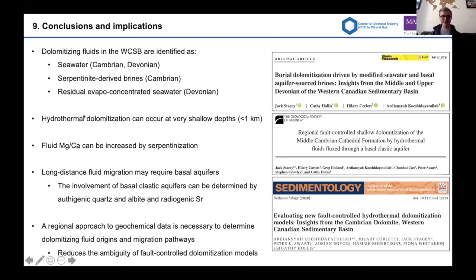Yeah, so I think, following on from Andrew's talk, really, the application of uranium-lead dating would be really interesting in this case, because although we've constrained relative timings of dolomitization and saddle dolomite precipitation and things, it would be really interesting to see when exactly that happened.